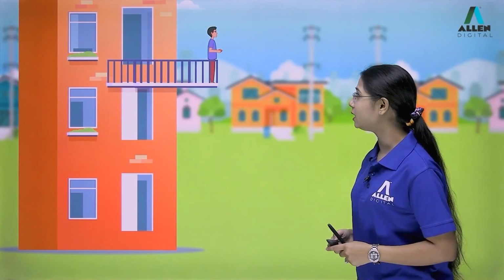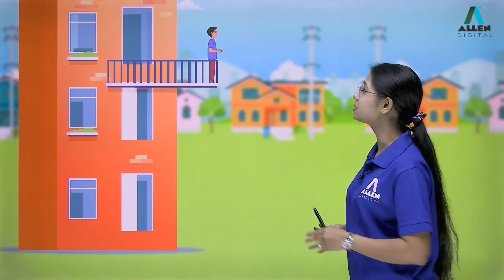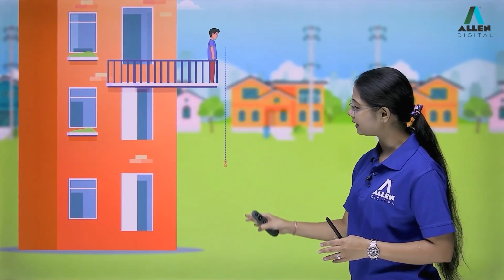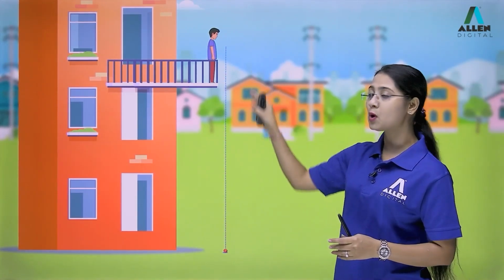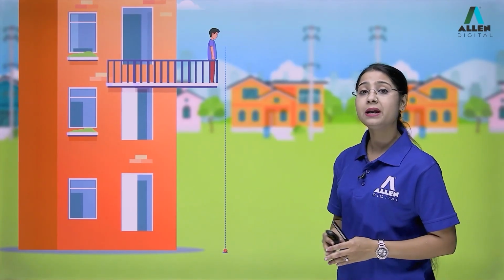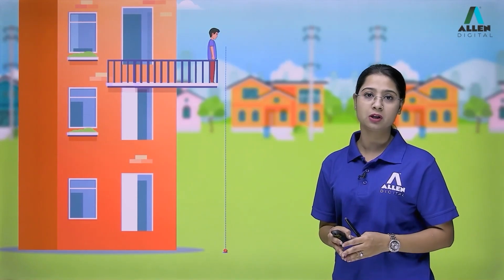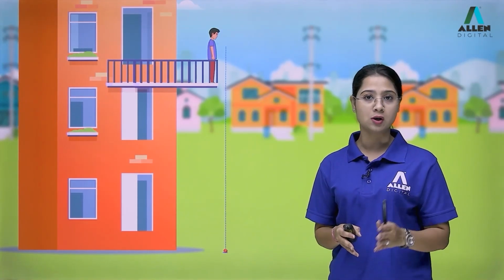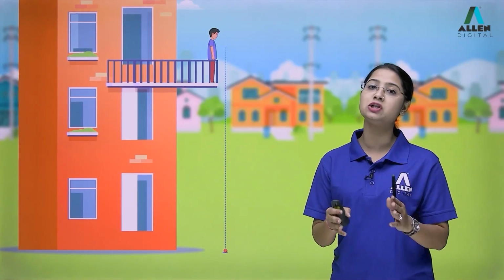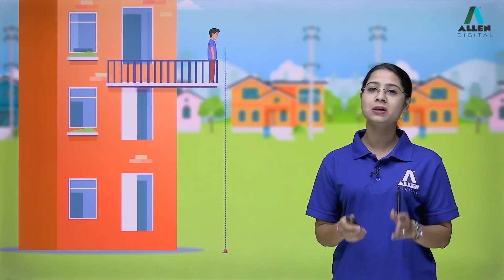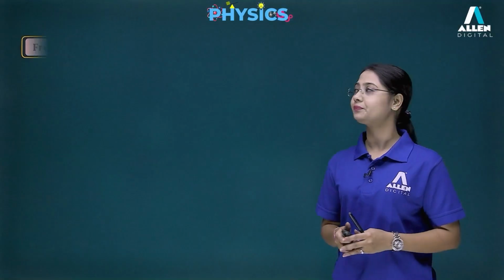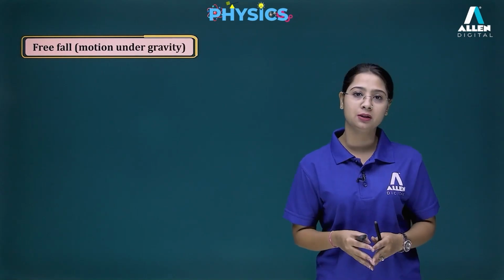Now, let's take another case. Here, there is a ball, okay, and this ball is dropped from a certain height like this. So now this ball is just dropped. Maybe it has some velocity at its initial position and maybe its initial velocity is 0, okay. If it is thrown, then it will have some initial velocity. But if it is dropped from a certain height, then its initial velocity will be 0. So let's start this section. Free fall, motion under gravity.